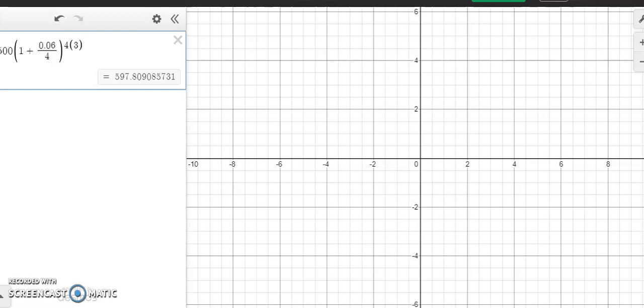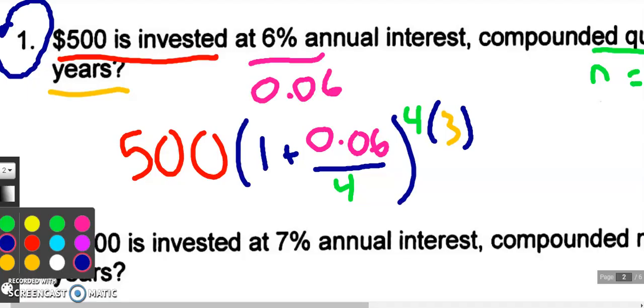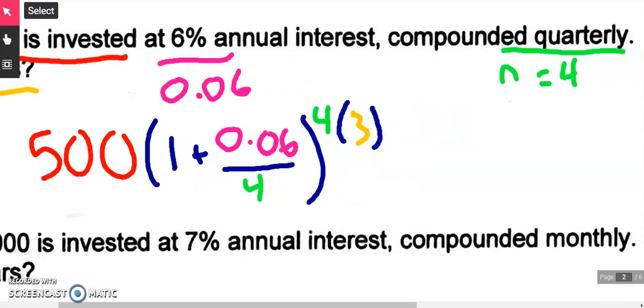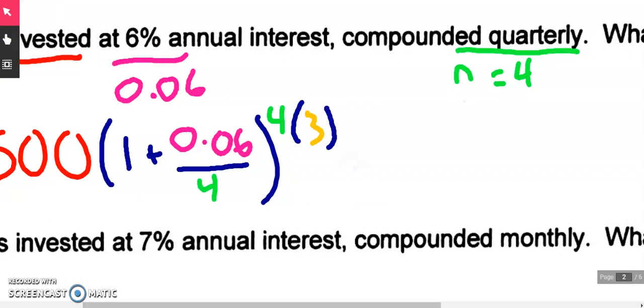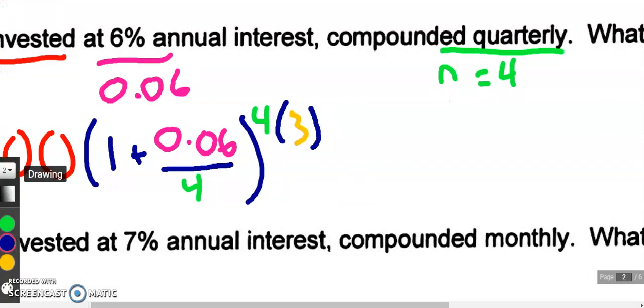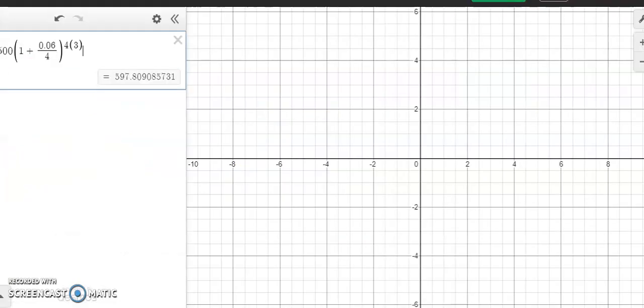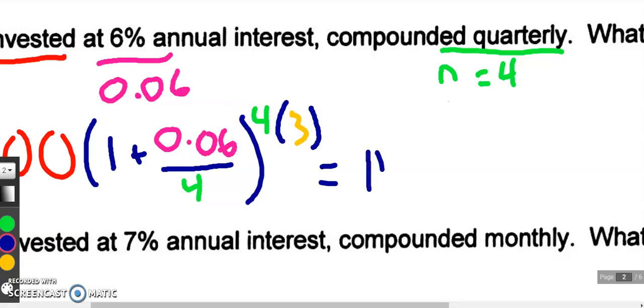And so as we can see, that's going to come out to $597.81.